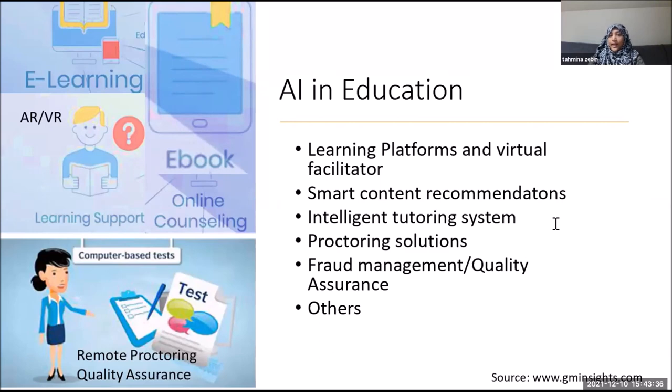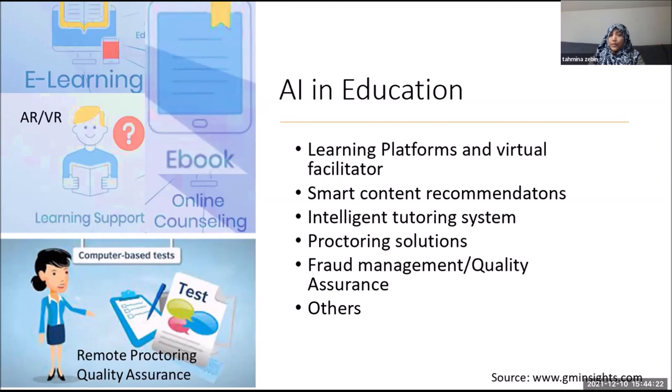At the UK, with Bryan's company, we work on some online proctoring solutions for computer-based and online testing environments. There are fraud management and quality assurance aspects where automation is being brought in, and there are many others. Some of the points I've taken come from the GM Insights website. I'm pretty new to the field of education research; I'm more of an applied AI solution developer. I've been working with Bryan's team at Assessment Microanalytics on their inclusive and ethical AI product development, so my experience comes from that.